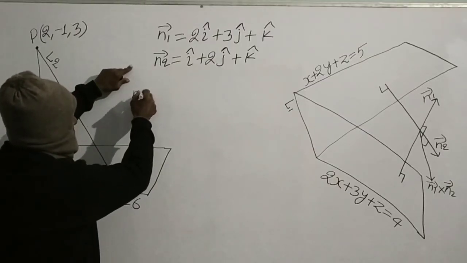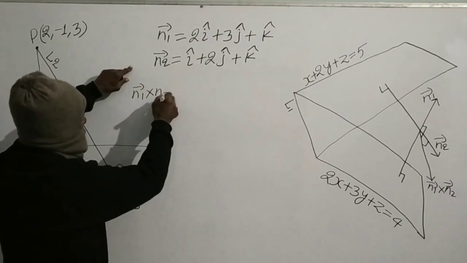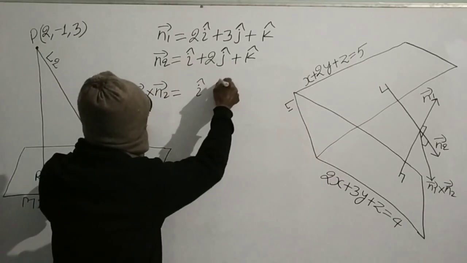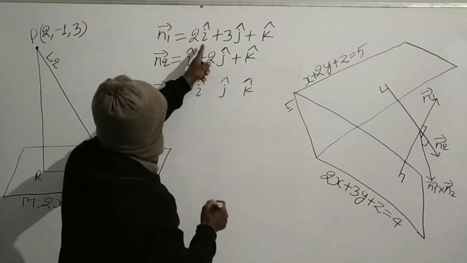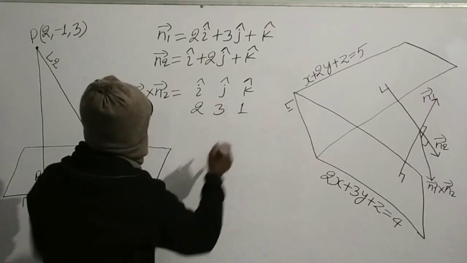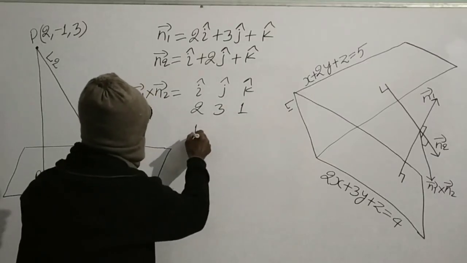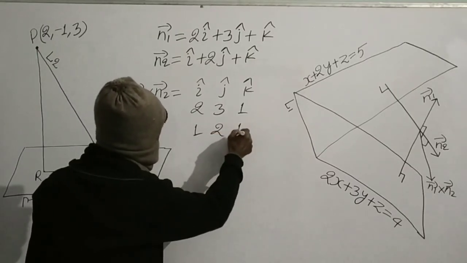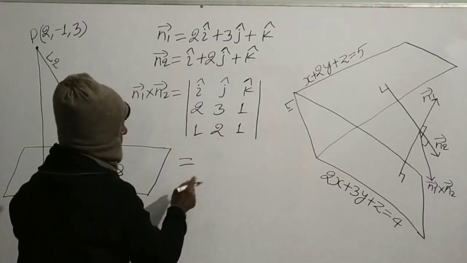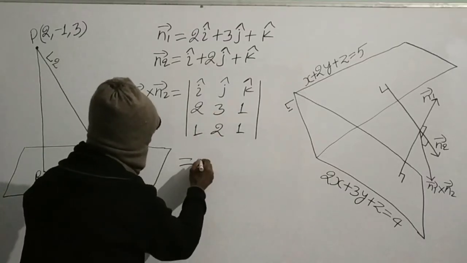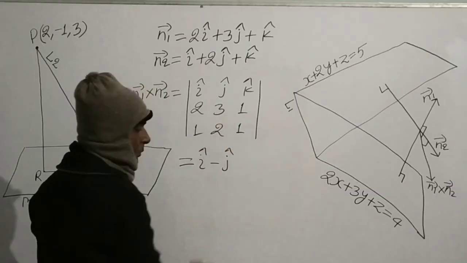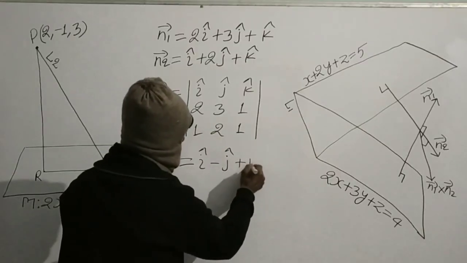N1 cross N2 is equal to the determinant of i cap, j cap, k cap, 2, 3, 1, 1, 2, 1. That is equal to i cap minus j cap plus k cap.